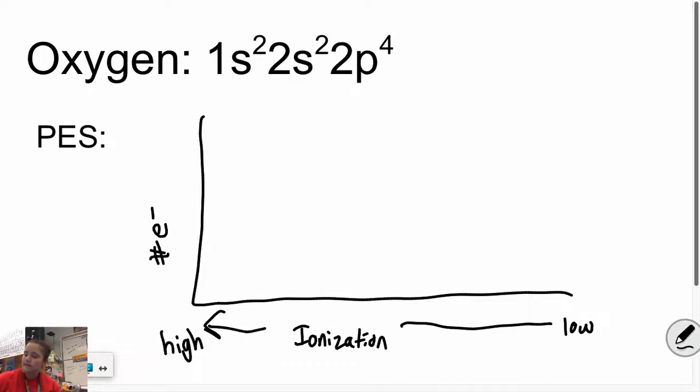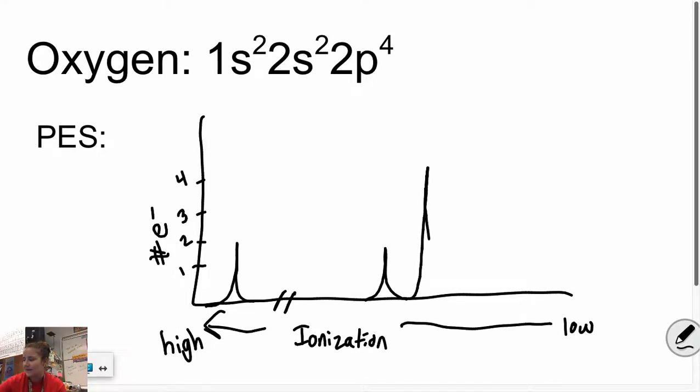Okay? So for oxygen, I know the highest number is going to be 4, so I'm just going to do it like that. Its 1s electrons are going to be the highest energy, so we're going to see a peak there. Okay? And then there's going to be a big jump between that first energy level and the second energy level. Then you're going to have your 2s electrons. Your 2p has twice as many electrons in it, so it's going to be twice as high a peak. Okay? So there's the 1s, the 2s, and the 2p peaks of the electrons. Okay? That's a general idea of what the PES, or photoelectron spectrum, would look like for oxygen.